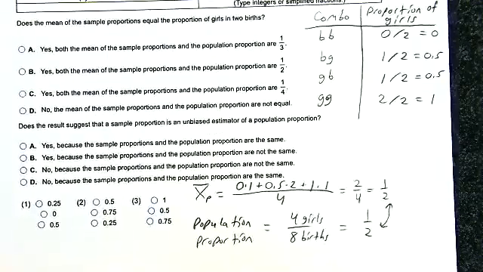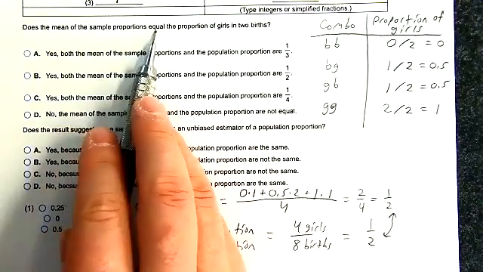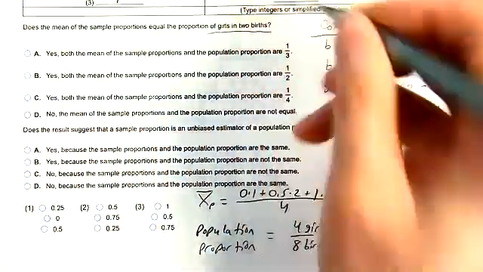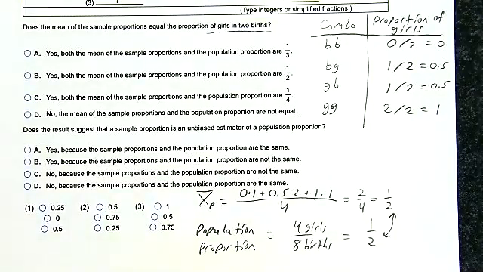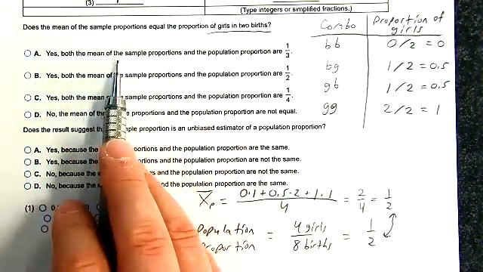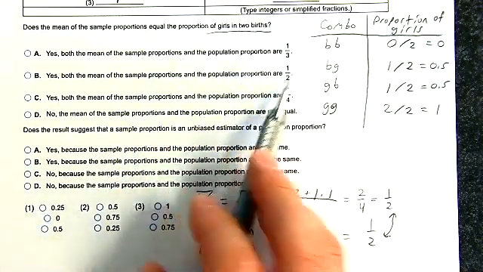And so now we can answer, do the mean of the sample proportions equal the proportion of girls in 2 births? Okay, so I didn't quite do this. Girls in 2 births, it would still be 1/2 though. So either way, you can get to this 1/2. So yes, both the mean of the sample proportions and the population proportions are 1/2. So B.